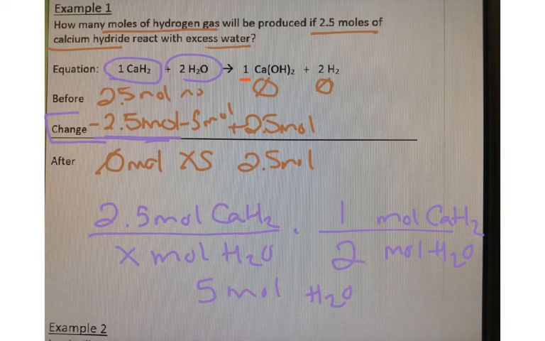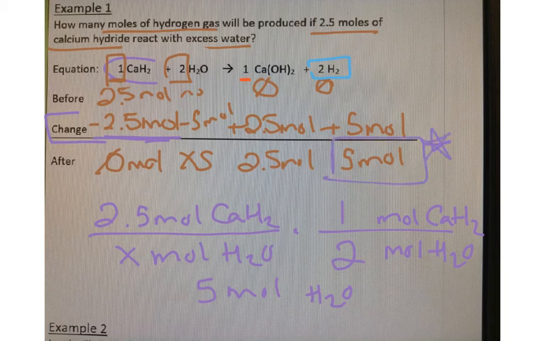What I also note is that because I've already done the work to do a conversion between something with a coefficient of 1 and something with a coefficient of 2, I know that the hydrogen will not go down 5, but will go up 5 because it's a product. Because that has the same coefficient as the water, which was 2, I know that they will change at the same rate. So that means 0 plus 5 is 5 moles. So how many moles of hydrogen gas would I produce? Well, that would be 5 moles of hydrogen gas.